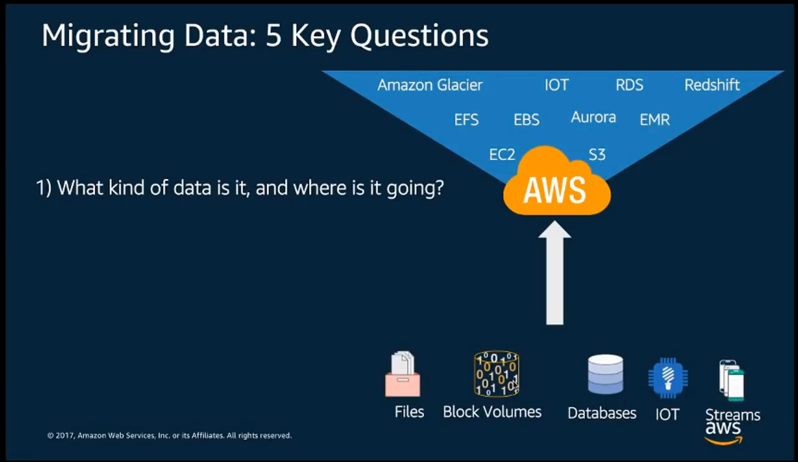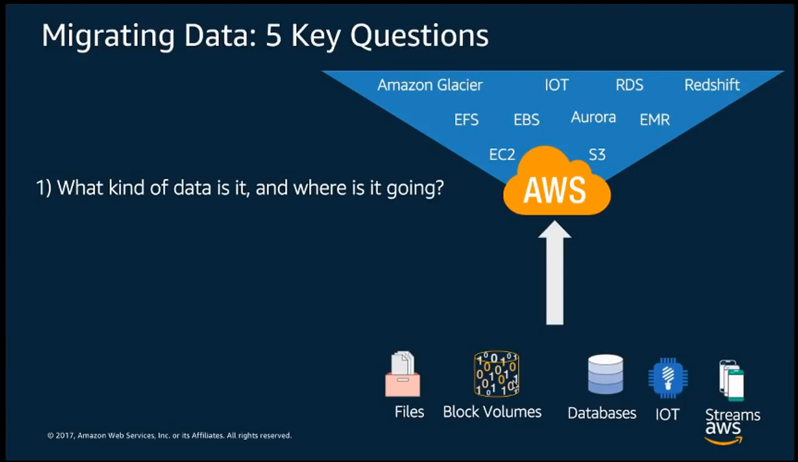And so 5 questions to ask yourself as you're starting to migrate data. First thing is, what kind of data is it and where are you going to put it? We have database instances inside of AWS. We have object storage, we have block storage, we have file storage. We have a lot of options, and you want to make sure that you're getting the data in the right place.